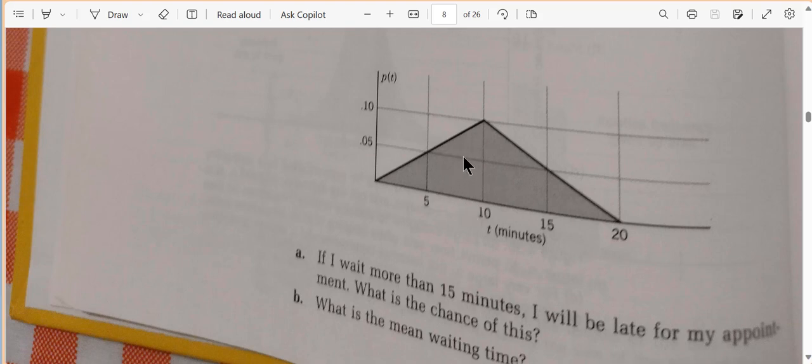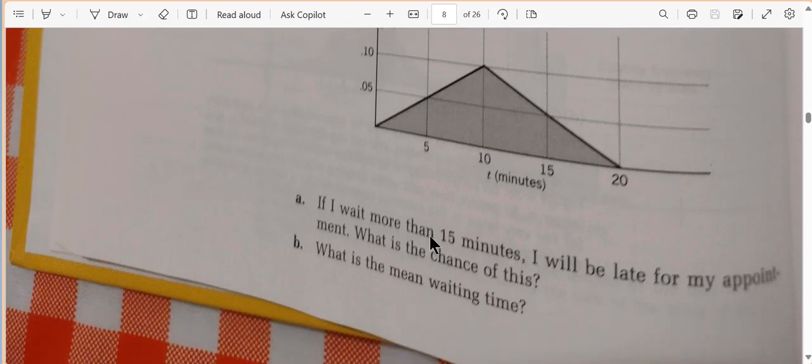So here's just another one. If I wait more than 15 minutes, I will be late for my appointment. So if he has to wait more than 15 minutes, he's going to be late. So what's the probability that he's going to be late? That's the probability of more than 15 minutes, and that's here. So what is that? We already said that's 0.125, or 12.5%.